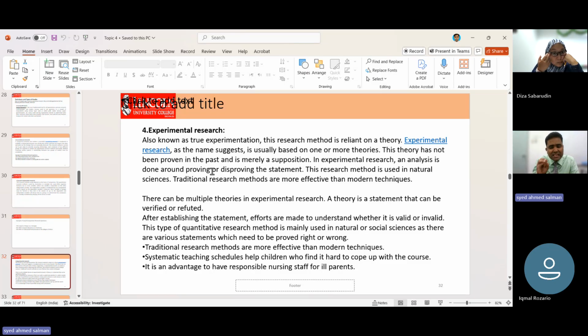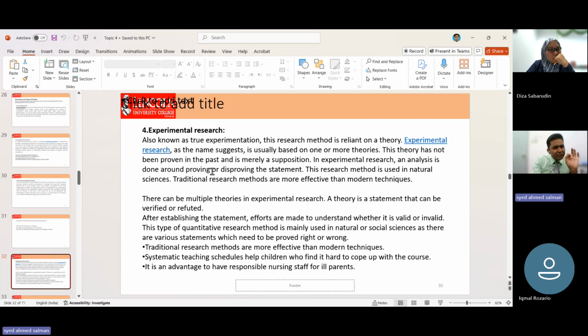A theory is a statement that can be verified or rectified. After establishing the statement, efforts are made to understand whether it is valid or invalid. This type of quantitative research method is mainly used in natural or social sciences, and there are various statements which need to be proved right or wrong.